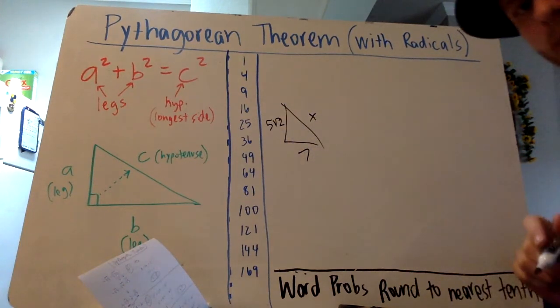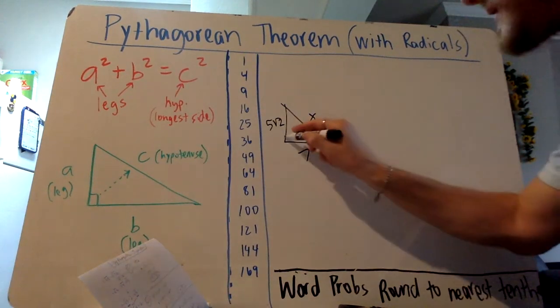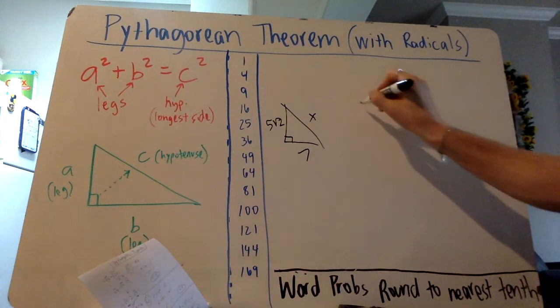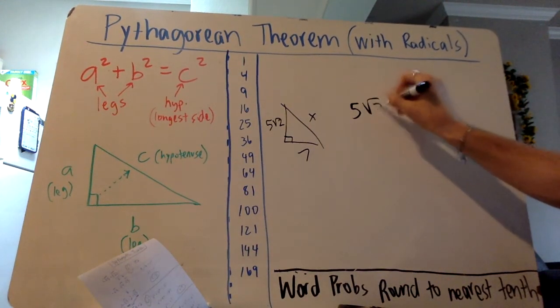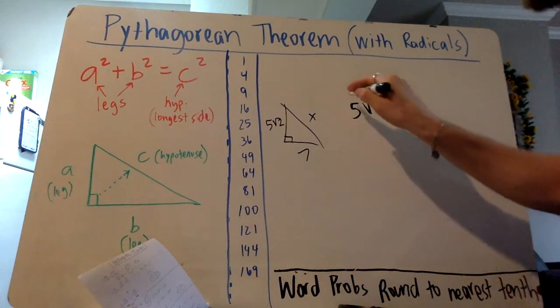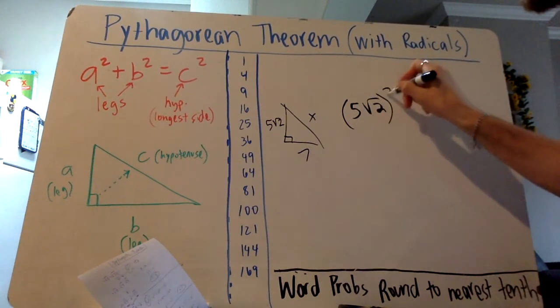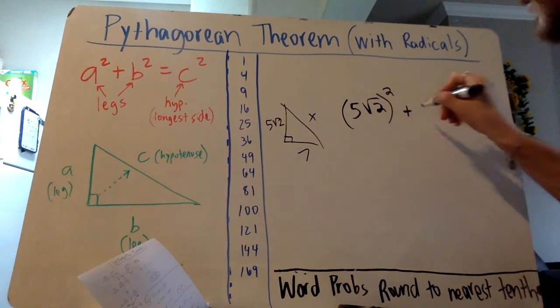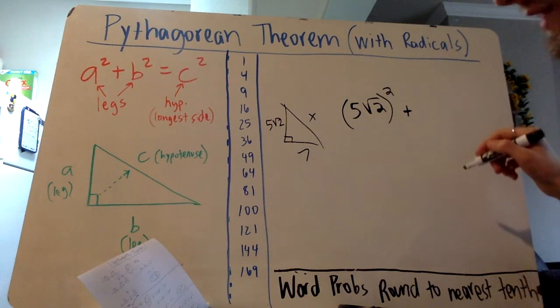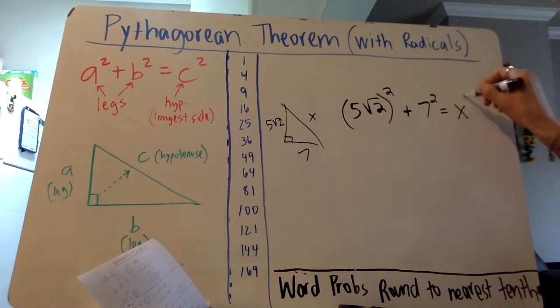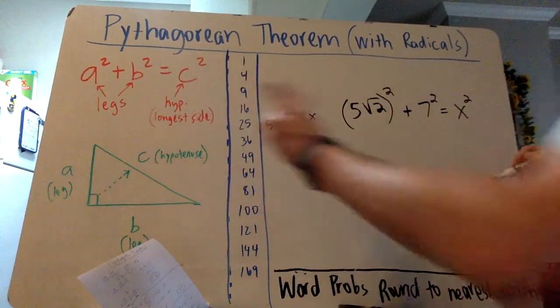Okay, so we're going to do the same thing we did before. That's a 90-degree angle. And we are going to do 5 square root of 2, and we're squaring all of that. So I'm going to put this all in parentheses squared, plus 7 squared equals x squared. Again, Pythagorean Theorem, right over there.